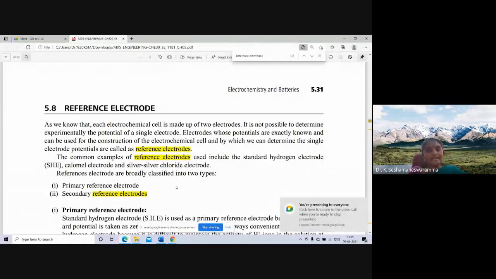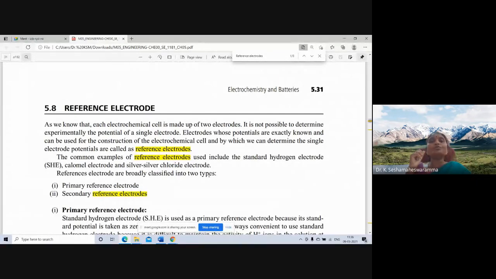So, reference electrodes. What is meant by reference electrodes? Each electrochemical cell is made up of two electrodes. It is not possible to determine experimentally the potential of a single electrode.